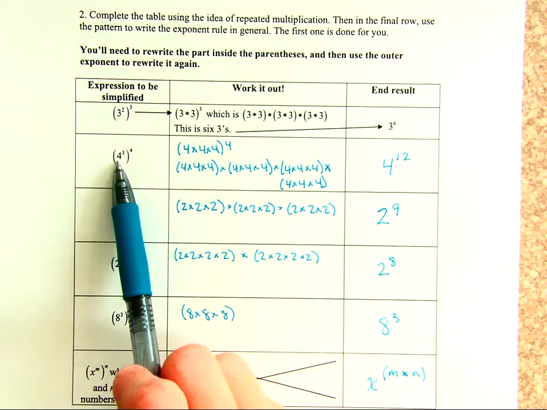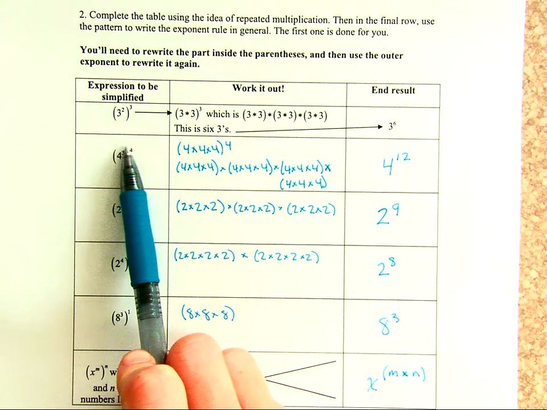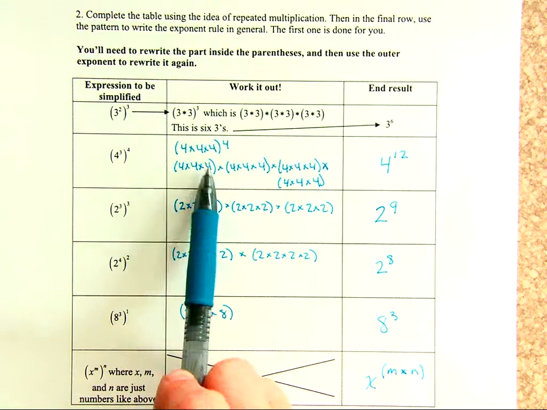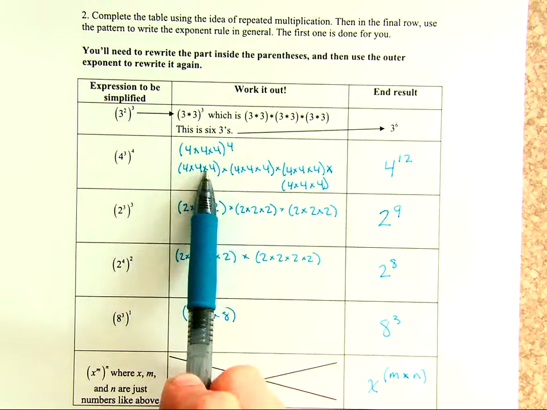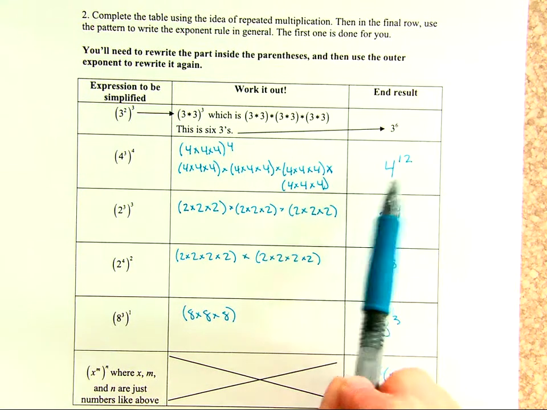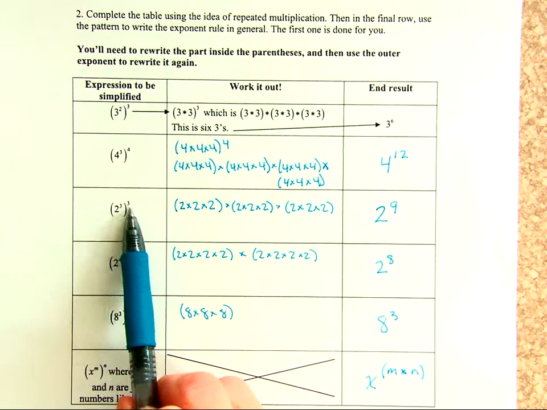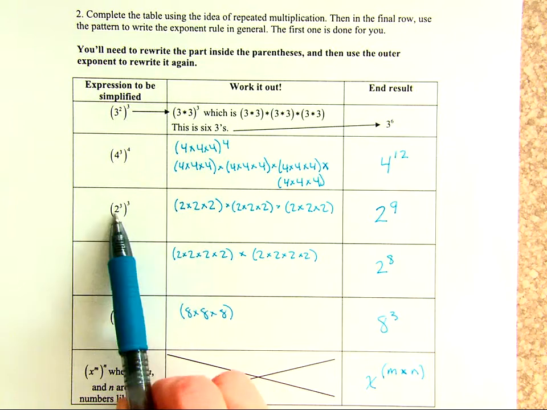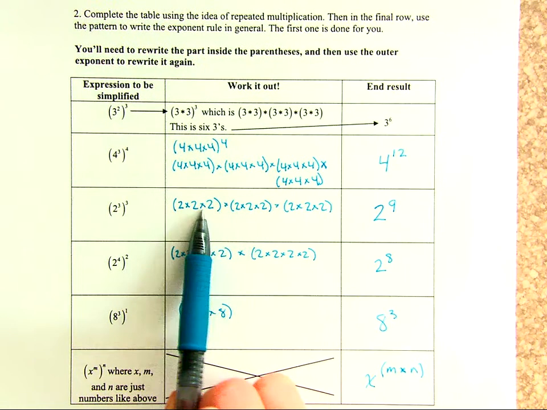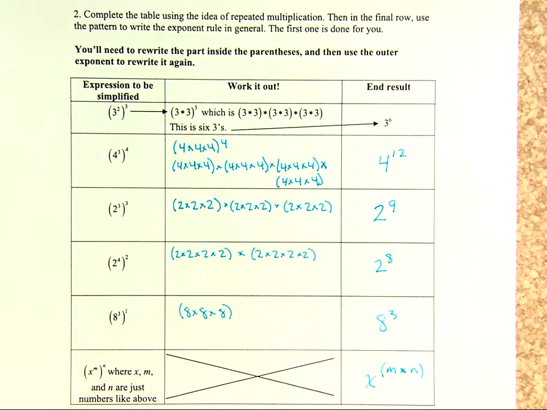If I expand 4 to the 3rd power all to the 4th power, that means I have 4 sets of 4 to the 3rd power, which gives me 12 4s. Okay, 3 sets of 2 to the 3rd power. 2 to the 3rd power is 3 2s, and I have 3 sets. That gives me 2 to the 9th power.